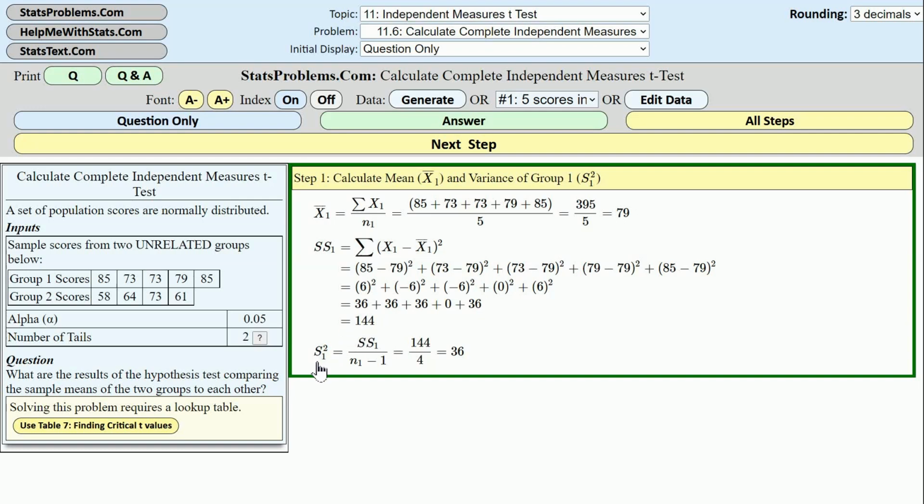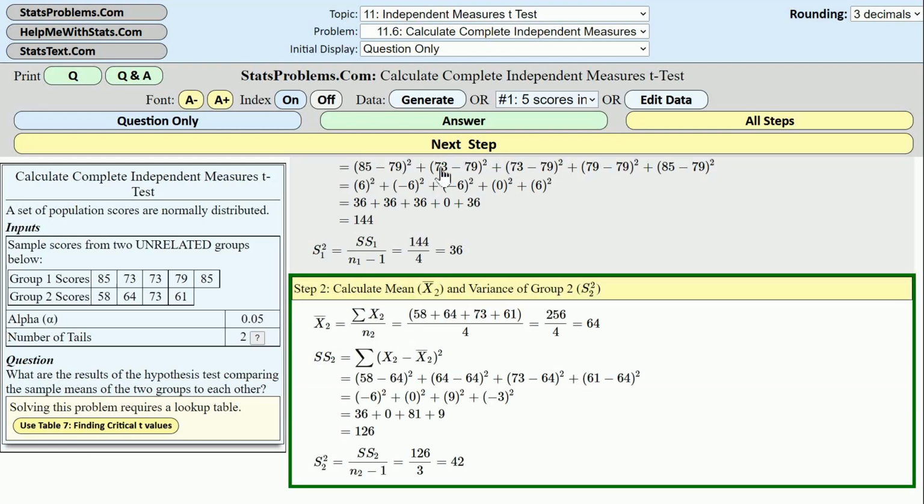The variance of Group 1, S1 squared, equals the sum of squares, SS1, divided by the sample size of Group 1, N1, minus 1. In this example, S1 squared equals 144 divided by 4, which works out to 36.